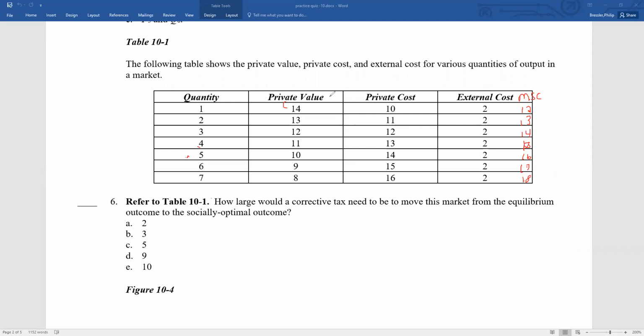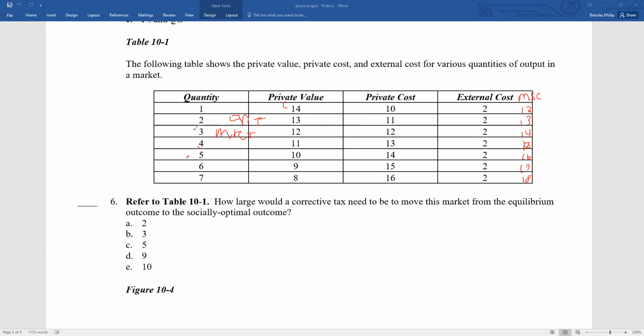Well, at the market, you're going to have your private value equal your private cost. So your private value would equal your private cost. So your market would be 3. They could ask you what your socially optimal would be. And that's going to be your demand curve, your private value, equaling the external cost, 13 and 13. So this would be your optimal. Now, a good way to check, are you right, is we know in a negative externality, the market overproduces. And that's true. The market produced 3 and the optimal is 2.